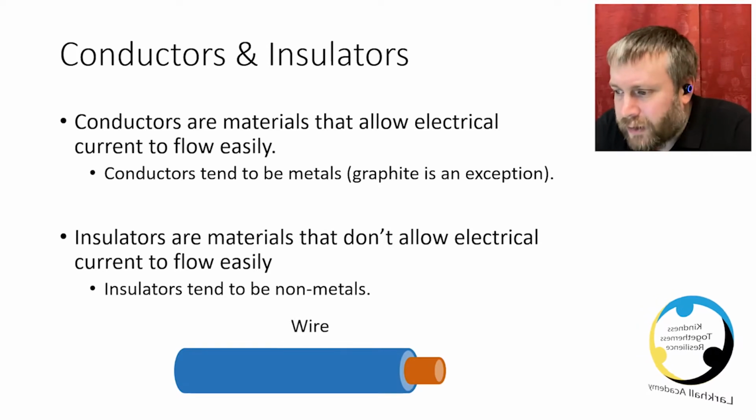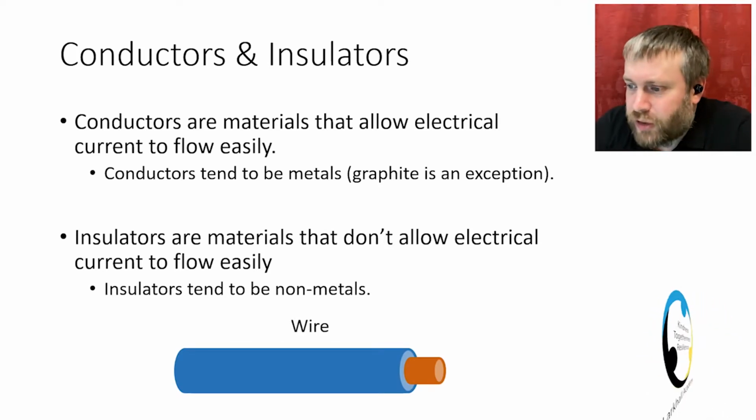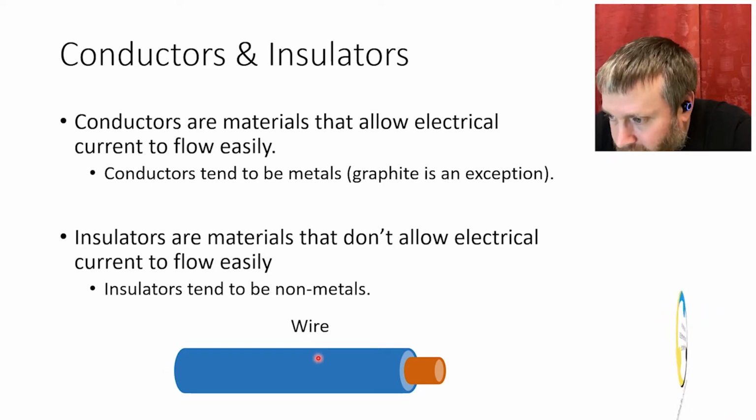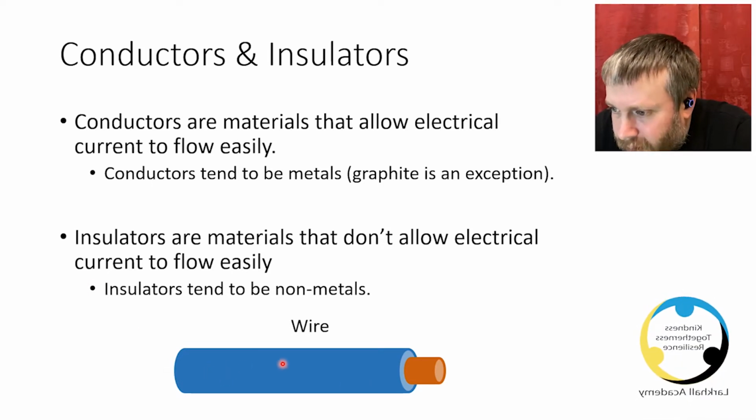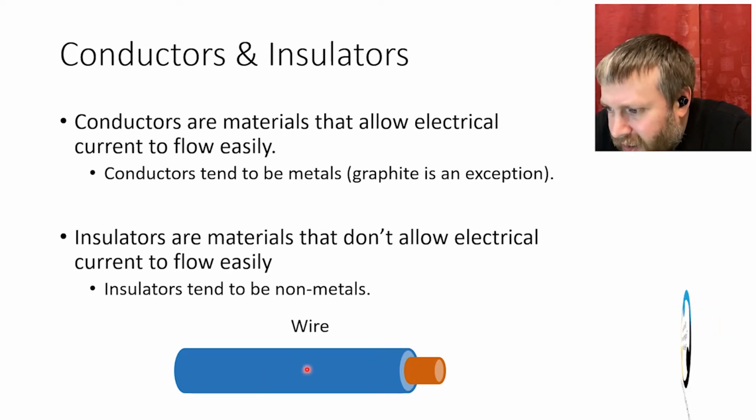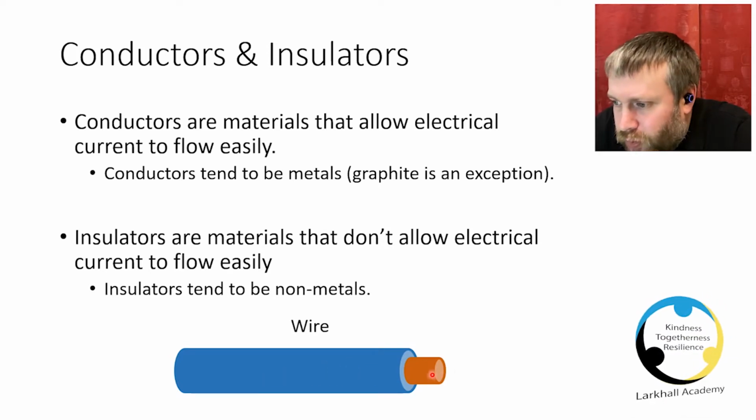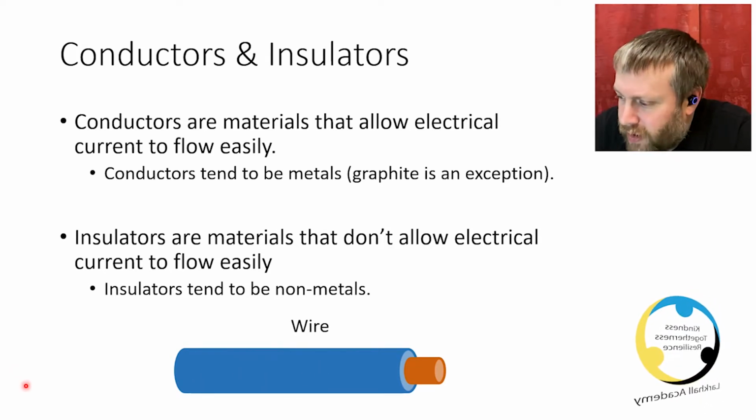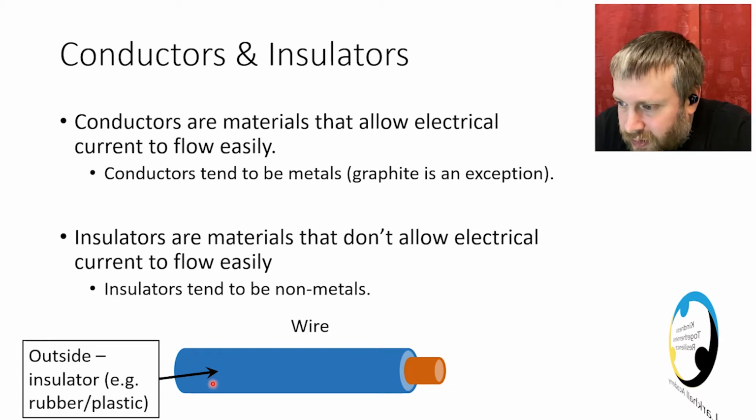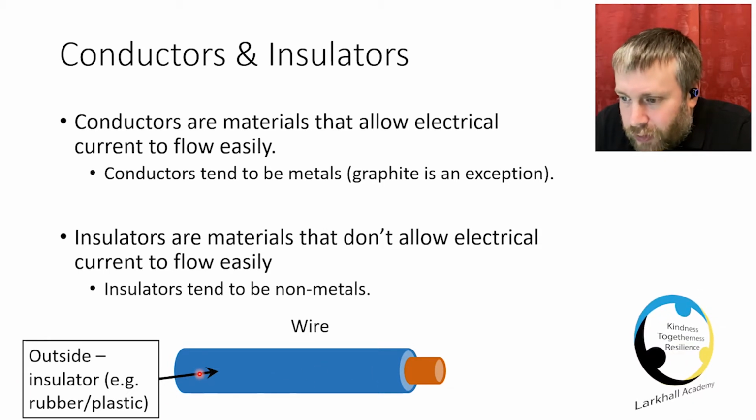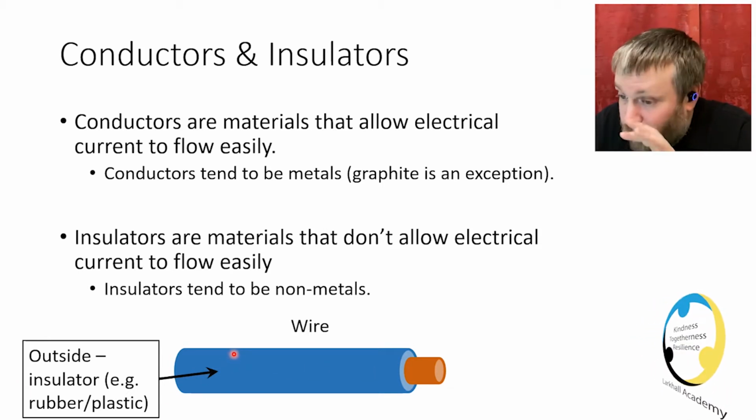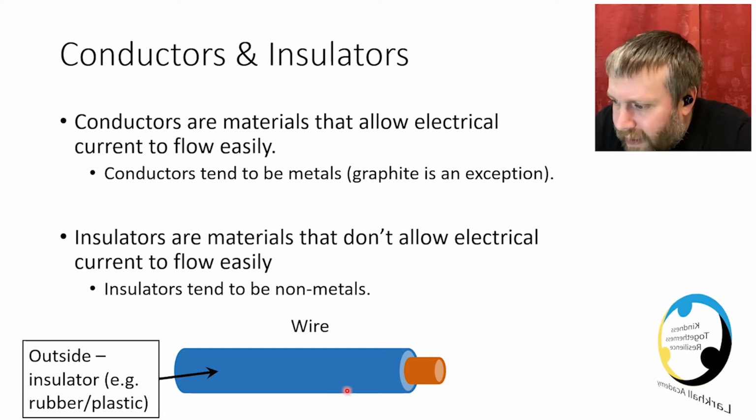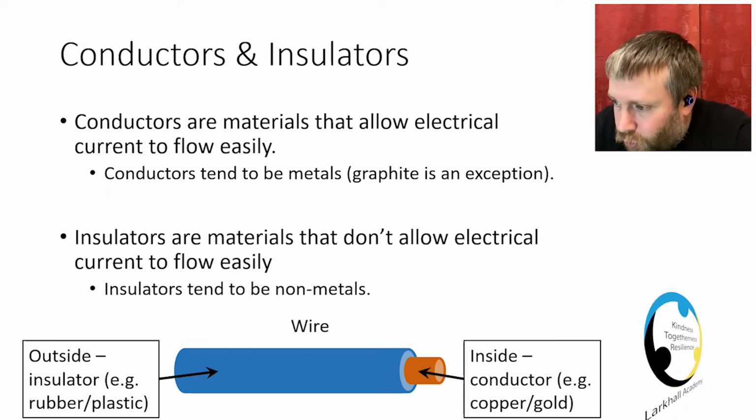Okay, so we look at a wire. This is like a cross section of a wire here. We have a protective coating around the outside, normally made of some kind of rubber or plastic type material, and we have some sort of metal on the inside. The reason for that is we want the insulator around the outside. We don't want the conductor on the outside, we want the insulator on the outside, so some sort of material like rubber or plastic. And inside we want to make sure we've got that conductor.